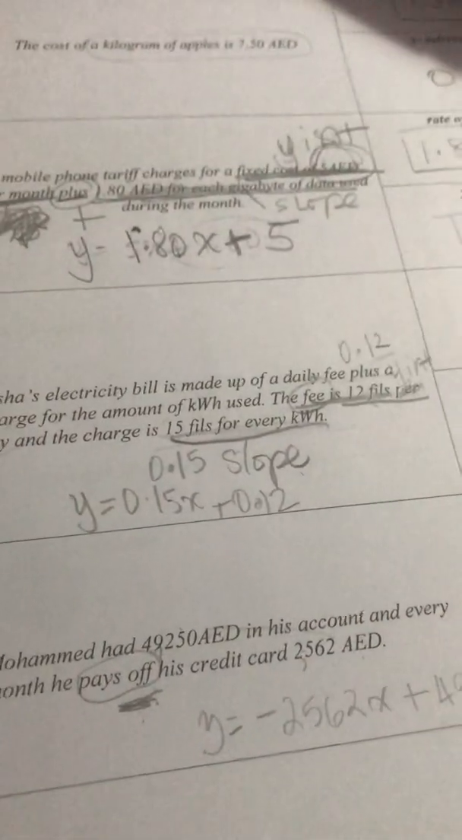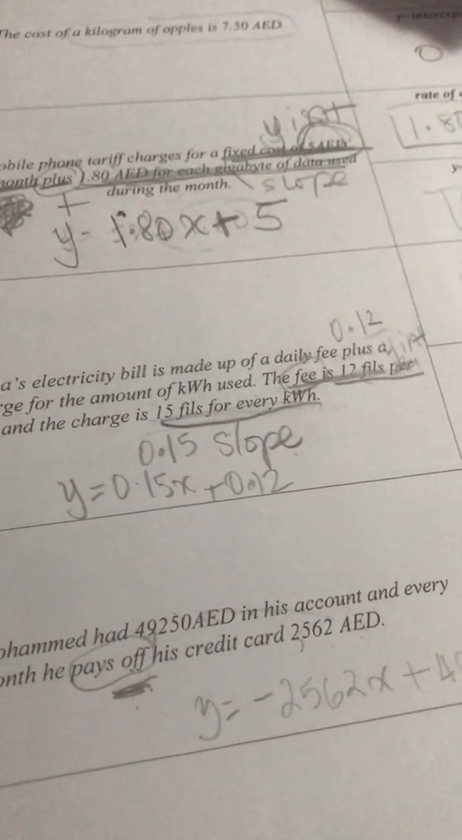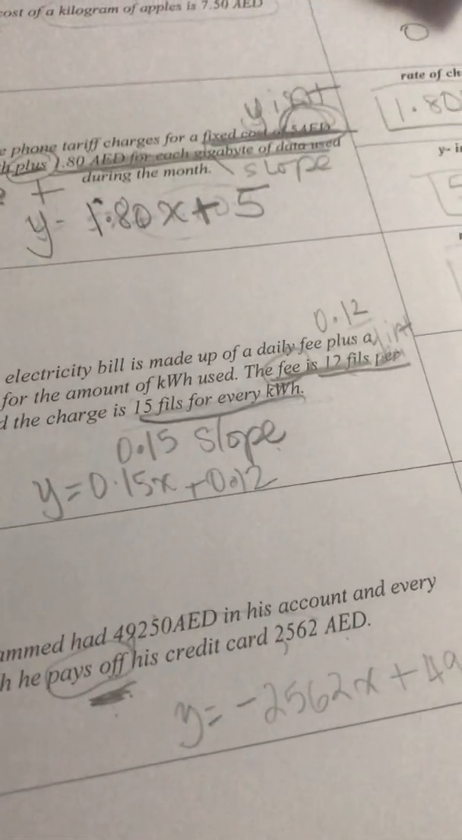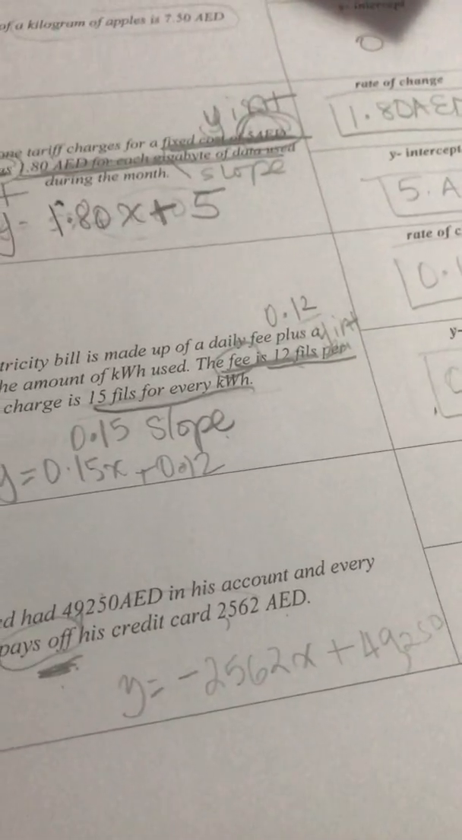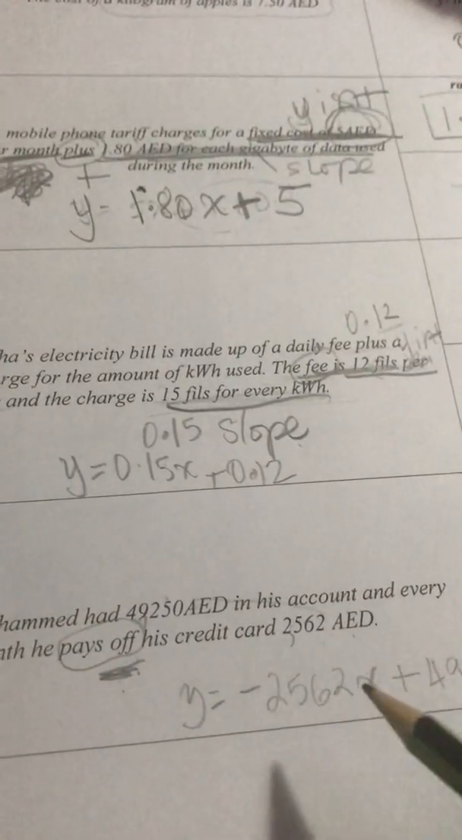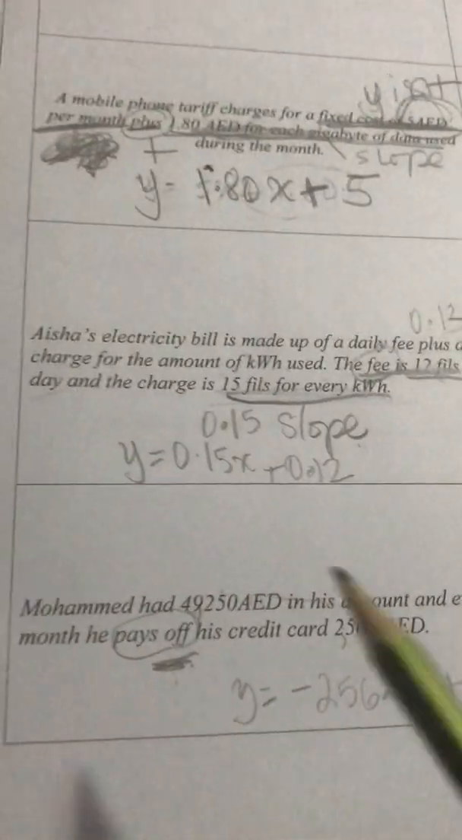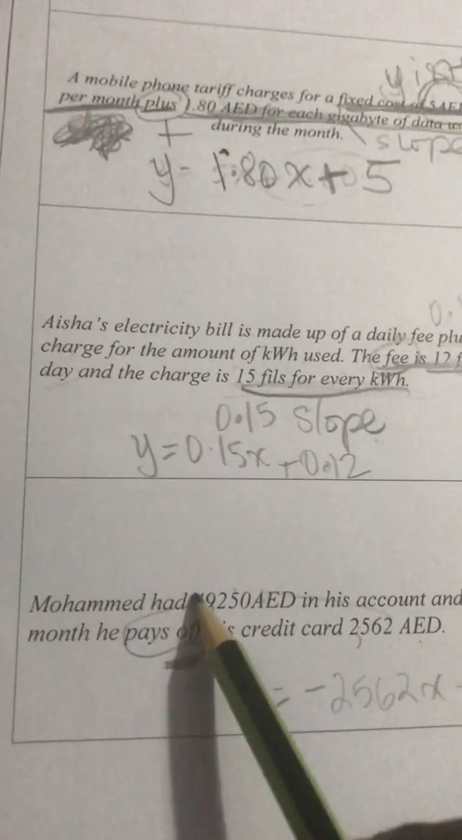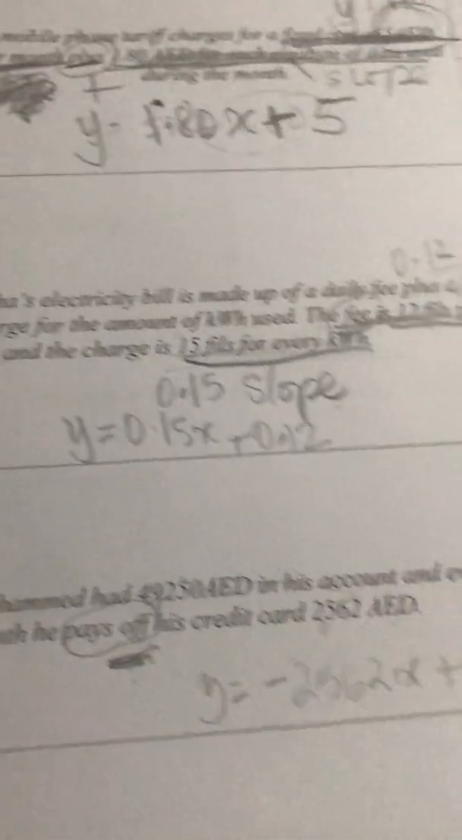So you must know how to read. When you read, you will know whether your slope is negative or positive. You will also know whether your y-intercept is negative or positive. So according to this story, our slope is negative, but our y-intercept is positive. How did I know? Mohammed had. So that means it is there in his account. So it is a positive number.